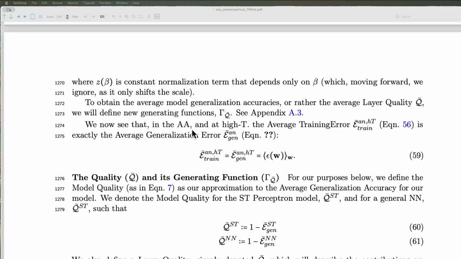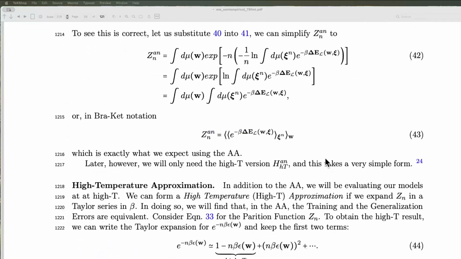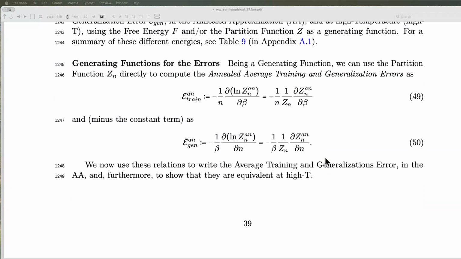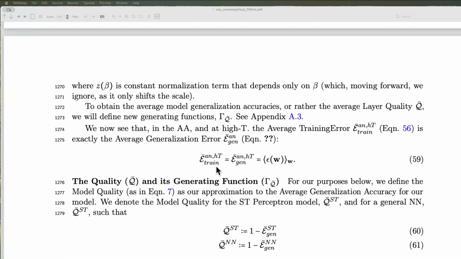So we see now that in the annealed approximation at high temperature, the average training error is exactly the average generalization error. This is a key result. And there should be a little beta on 59, because that's a thermal average. But this is the key result we're trying to prove for this section. 59 should be right here. We're going to prove these two objects are the same, and that's what we do in this section.